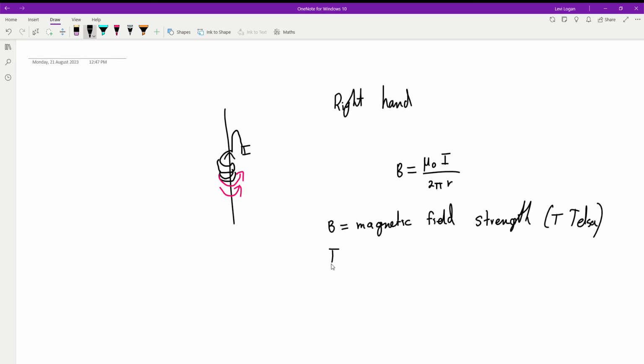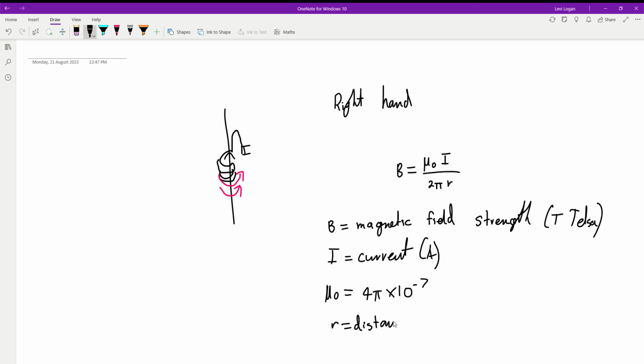I is the current, it's measured in amps. And mu sub 0 is just a constant, the permeability of free space. Off the top of my head, I think it's 4 pi times 10 to the negative 7. Okay, and r in this case is distance.